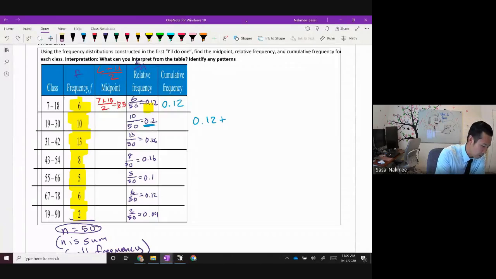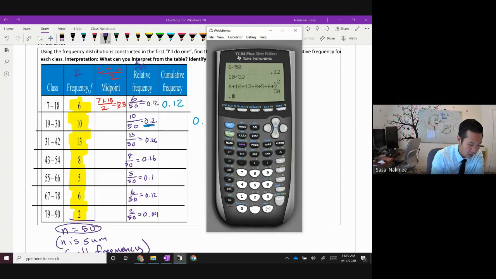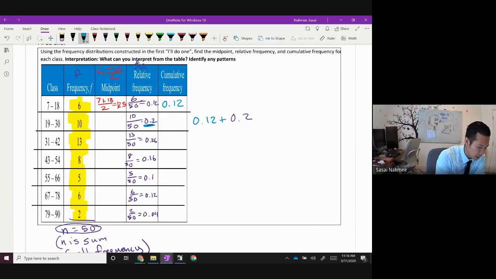I'm erasing everything except that highlighter. Okay, there we go. So this is 0.12. So for the cumulative frequency for this next one, it will be 0.12 plus 0.2, right? That's what that is right there. I just plug that into the calculator. 0.12 plus 0.2 comes out to be 0.32. That's what the cumulative frequency is going to be for this one, 0.32.